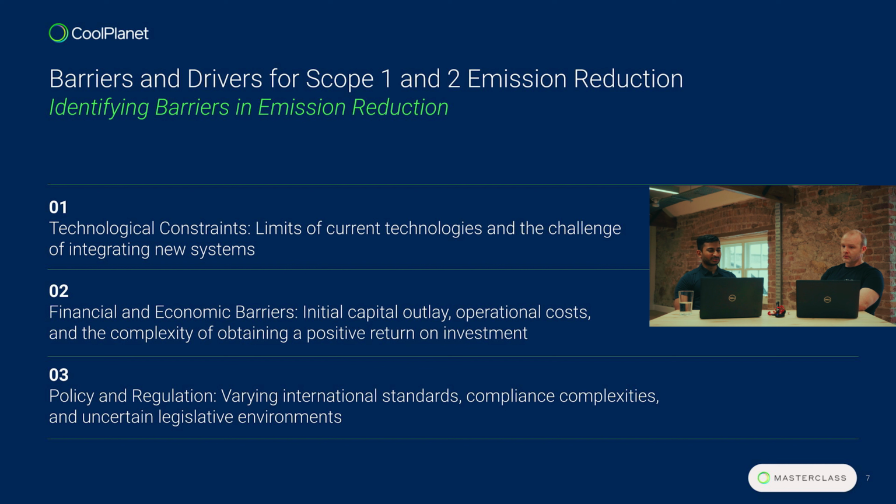Now, coming to the barriers and drivers for the Scope 1 emissions and Scope 2 emissions. One of the biggest barriers, I feel, is the technological constraints that we are currently having. There is a limit both in terms of supply chain, in terms of using the standardization that we see that are posing as a challenge. What are your thoughts, John, about that?